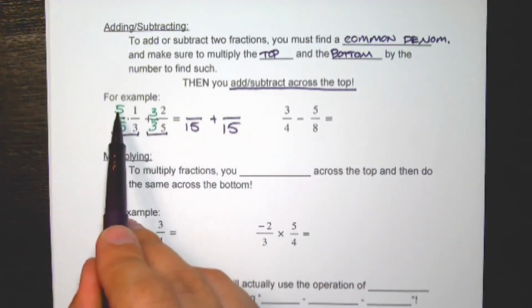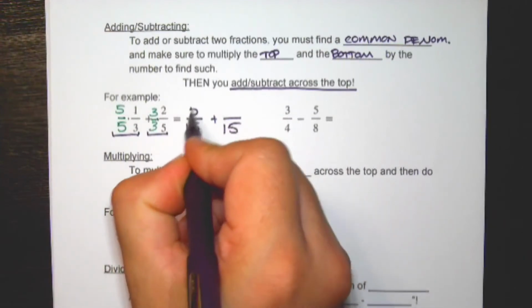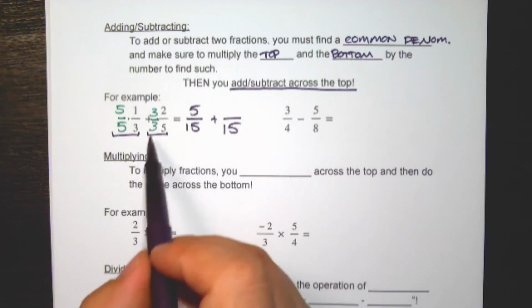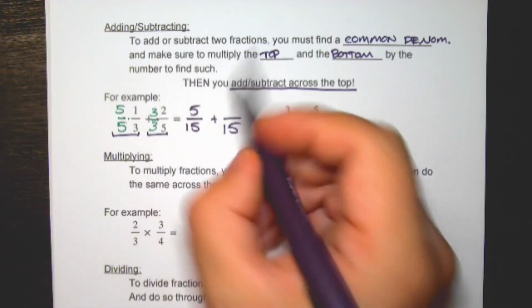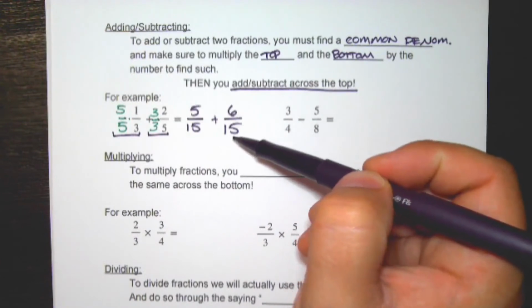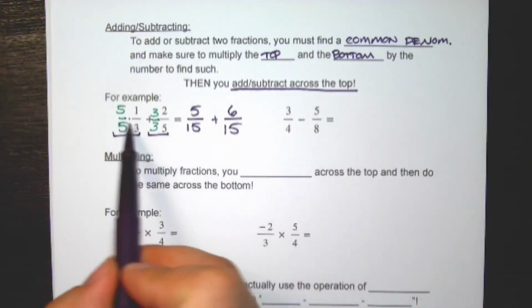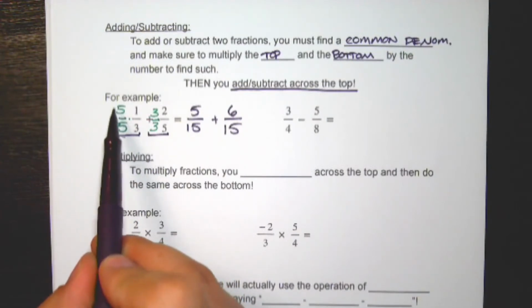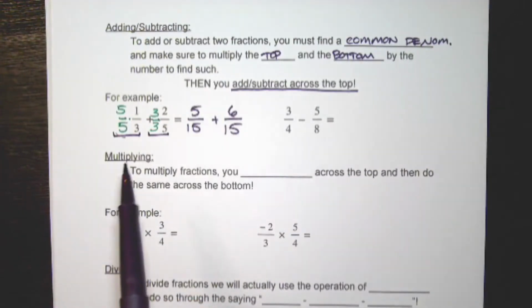And for the first fraction, it's 5 times 1, which gives me 5. So now it's 5 over 15. And then for the second, it's 3 times 2, which is 6. So we get 6 over 15. So that's what we mean by once we know what value we need to multiply each denominator by to make it common, we've got to make sure we also include the top of that multiplication.